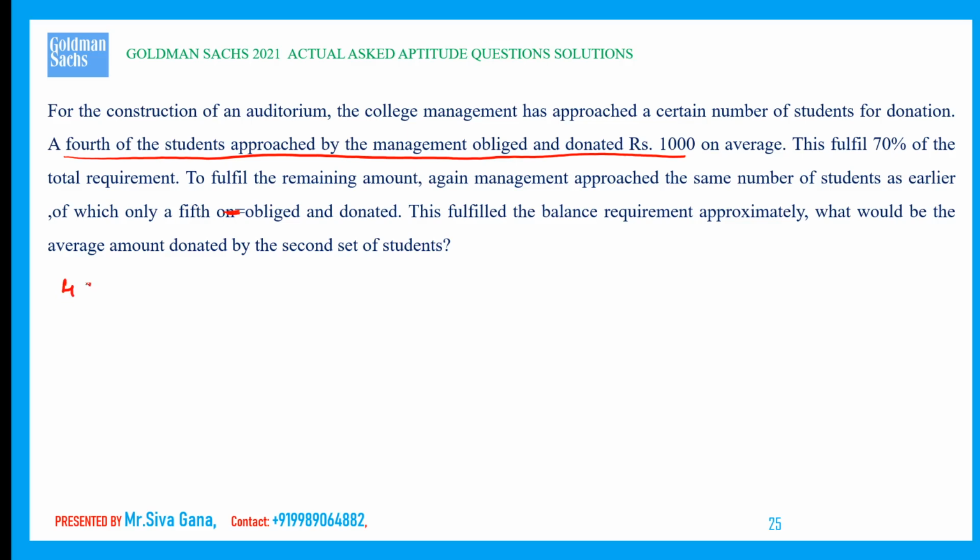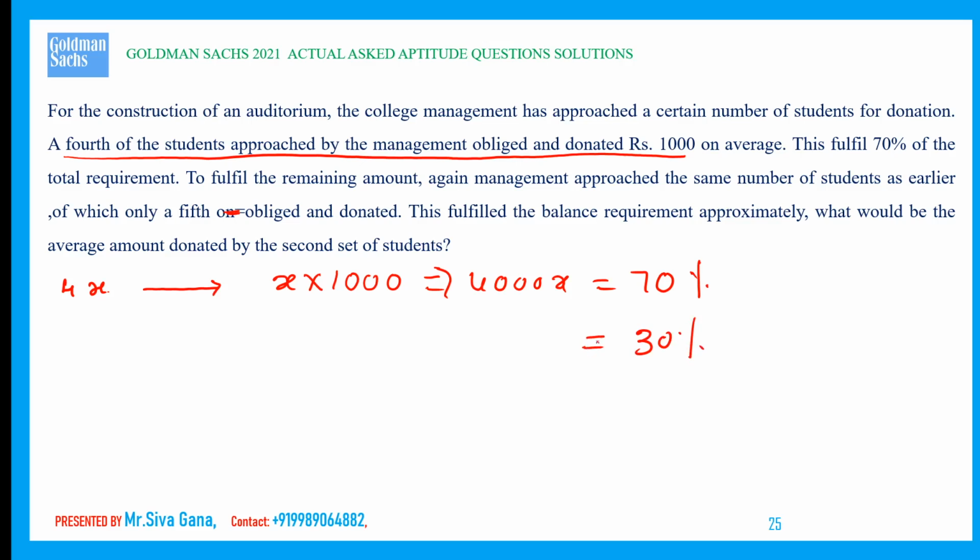Let us say the management approached 4x students. Of these, 1/4, that is x students, are ready to donate. Each student on average donated 1,000, therefore the total collection is 1000x. This is 70% of the total. Now the remaining balance that we need to collect is 30%. So if 70% is 1000x, then 30% is 1000 into 3000x divided by 7. This is the remaining amount to fulfill the auditorium.